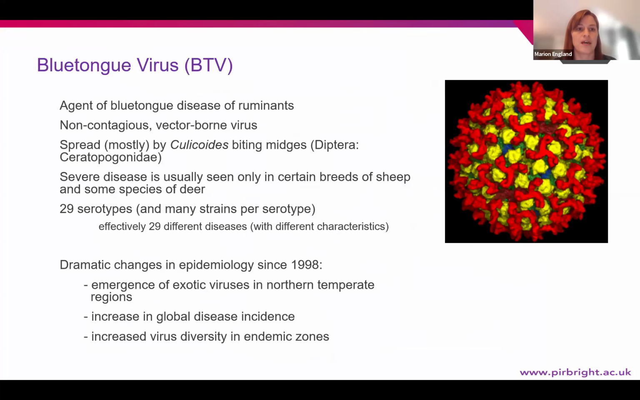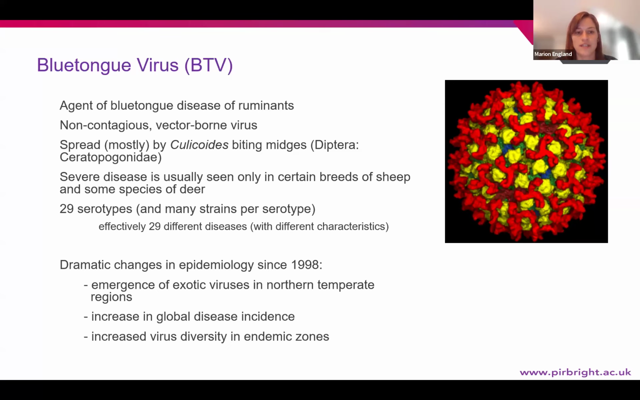So bluetongue virus causes bluetongue disease in ruminants primarily. So this is cattle, sheep, goats, and camelids, so things like llamas and alpacas. It's non-contagious by and large, so it's only transmitted by the bite of an infected midge. Severe disease is usually only seen in sheep and some species of deer. So in the US, they have a lot of disease in white-tailed deer. And in Europe, we tend to see most severe disease in our various sheep breeds.